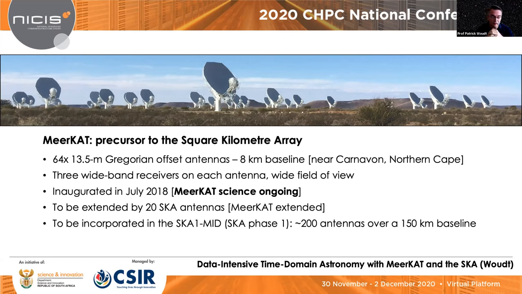MeerKAT itself will be extended with another 20 SKA antennas over the next couple of years. This is called the MeerKAT extended phase, and ultimately it will be incorporated in the Square Kilometre Array, which will then contain 192 antennas over a baseline of about 150 kilometers. The extended baseline adds higher resolution to the images that we get, and bigger data, of course. The increase in antennas will give higher sensitivity. So this array will roll out to become the world's most sensitive radio telescope.